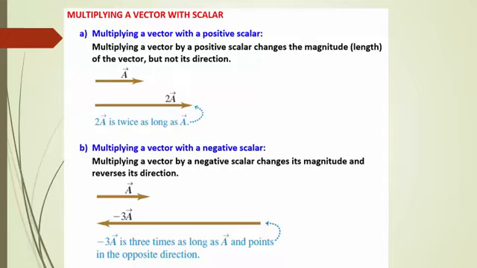Multiplying a vector with a scalar. Multiplying a vector with a positive scalar. Multiplying a vector by a positive scalar changes the magnitude, the length of the vector, but not its direction. For example, A is a vector, 2A is another vector twice as long as A.